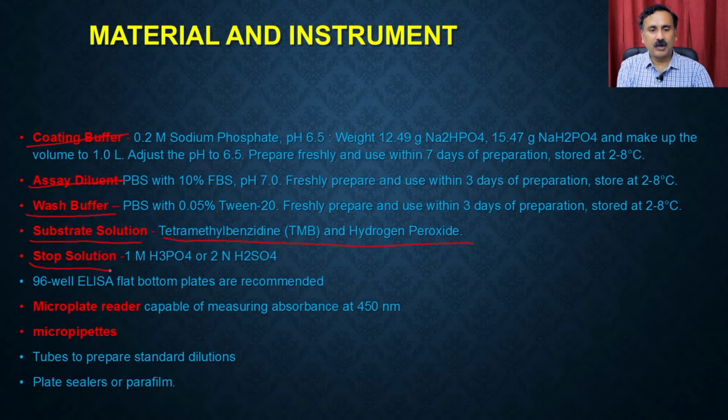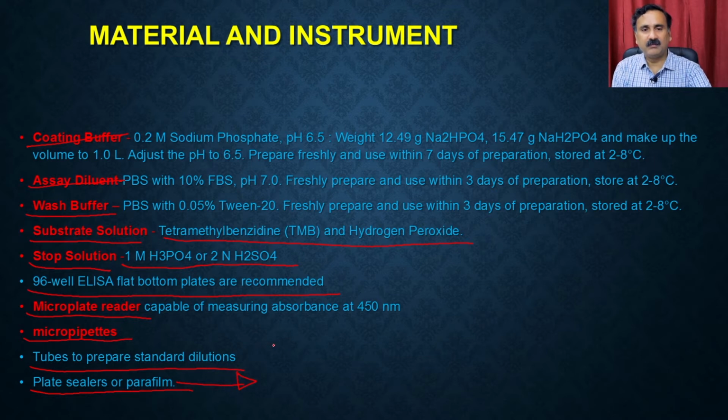Then you require the stop solution. The stop solution is phosphoric acid or sulfuric acid. Then you require the 96-well plate, the microplate reader, the micropipettes and the tubes to prepare the standard dilution, as well as the plate sealer or the parafilm. How are you going to perform the procedure?